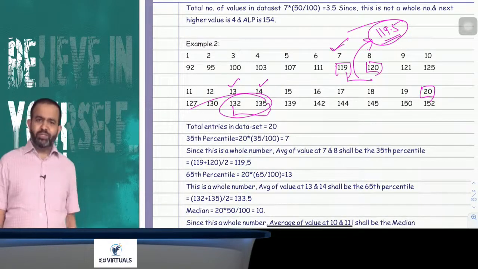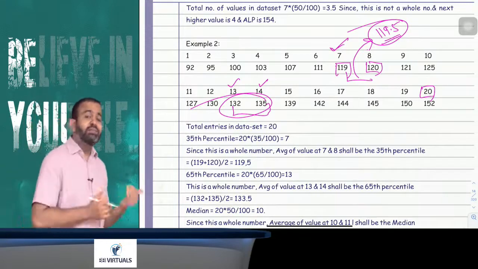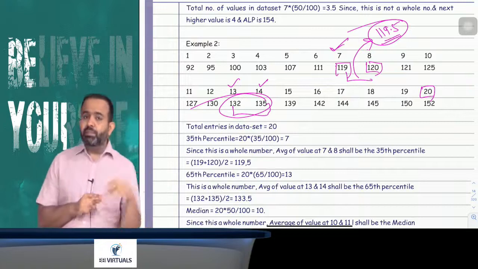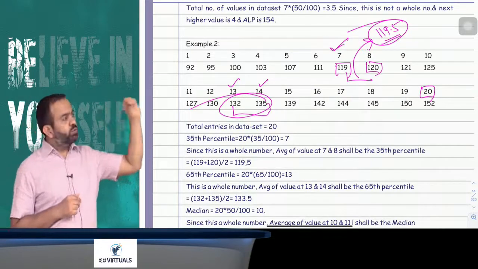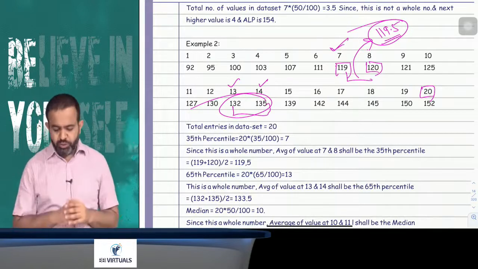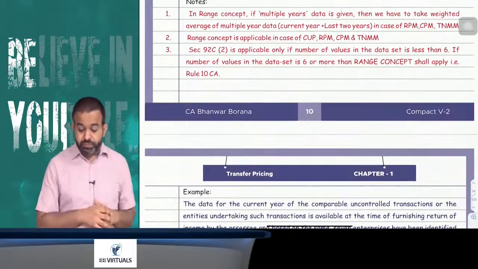You got my point or not? You understood my point or not? Yes. So whenever you calculate 35 percentile, 65 percentile, 50 percentile, and that number comes to a whole number, in that case, you have to take the average of the value given against that number and the next number. You got my point or not? Yes. Now all people just pay attention.